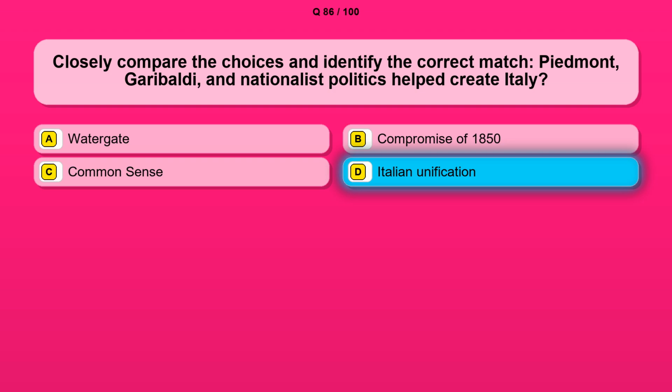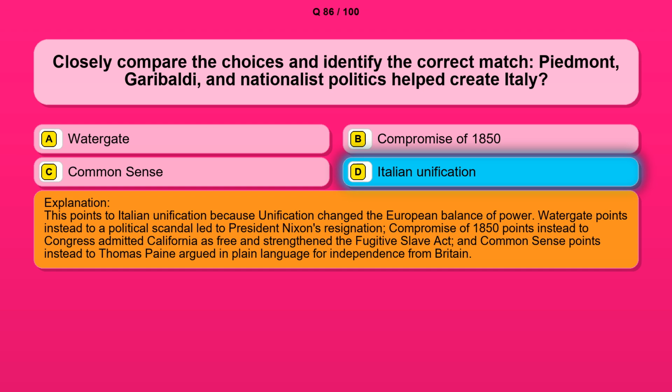The correct answer is option D, Italian unification. This points to Italian unification because unification changed the European balance of power. Watergate points instead to a political scandal that led to President Nixon's resignation. Compromise of 1850 points instead to Congress admitting California as free and strengthening the Fugitive Slave Act, and Common Sense points instead to Thomas Paine arguing in plain language for independence from Britain.